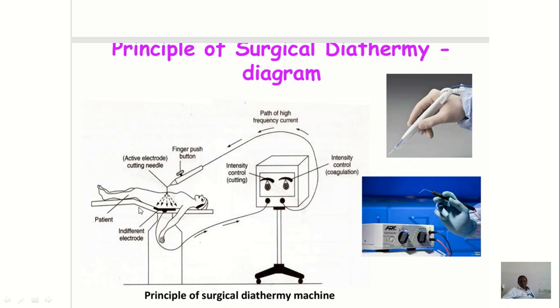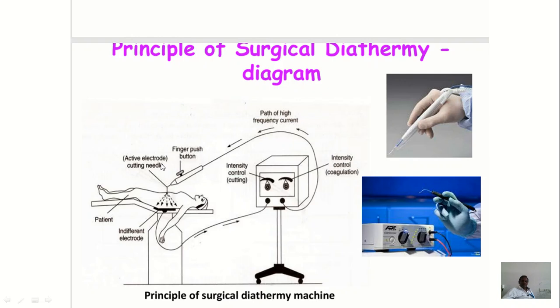Here you can see the patient table. The patient lies on the patient table. Below that, we use the indifferent electrode, a large area indifferent electrode. What is the function of the indifferent electrode? It simply collects the current. It is applied to the human being. This current from the indifferent electrode goes back to the surgical diathermy equipment, to the negative terminal, so that the circuit is closed.